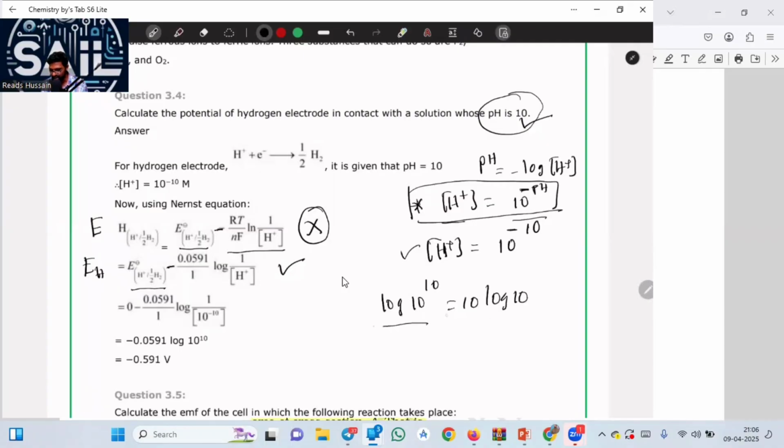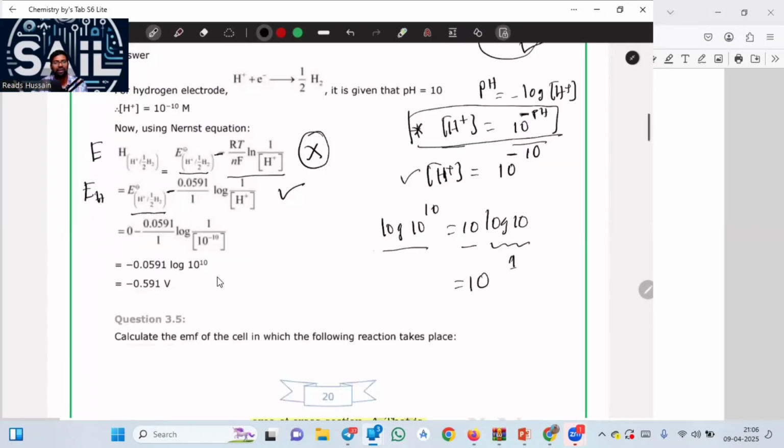See, log 10 power 10 can be written as 10 log 10. What is the value of log 10? Log 10 is 1. So this becomes 10, right? So totally this becomes 10 into 0.0591, that becomes 0.591. Here this part becomes 0 minus 0.0591 into 10. What is the value? Minus 0.591. This is the answer.